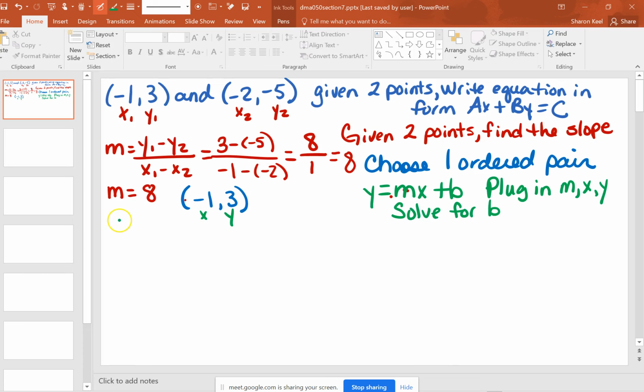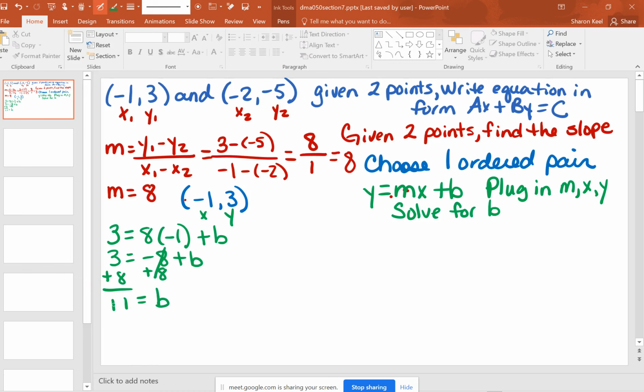So I would have 3 equals negative 8 plus b. I'm going to move my 8 to the other side. 8 and 3 is 11, which is equal to b. So I found my answer for b.